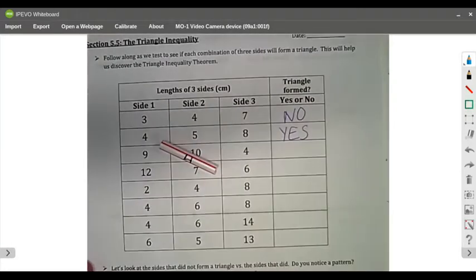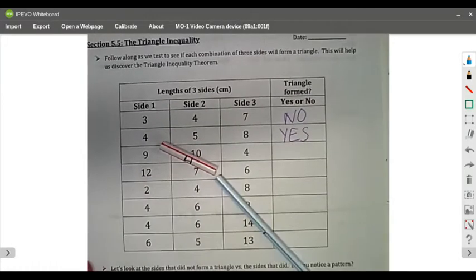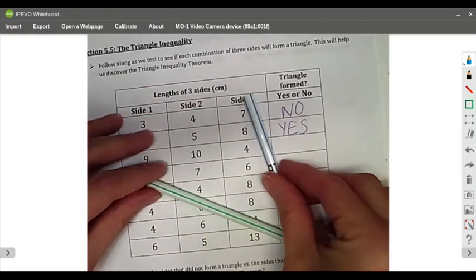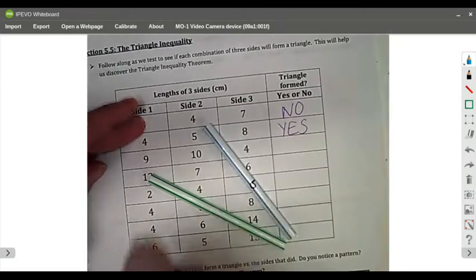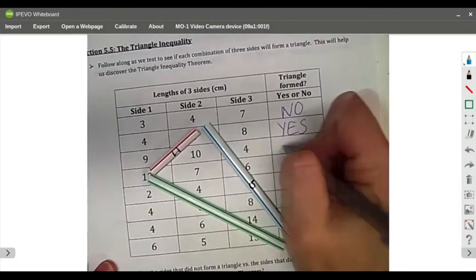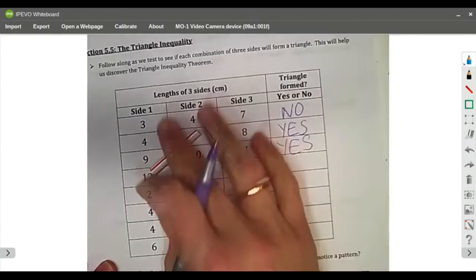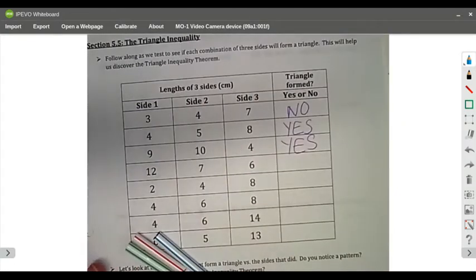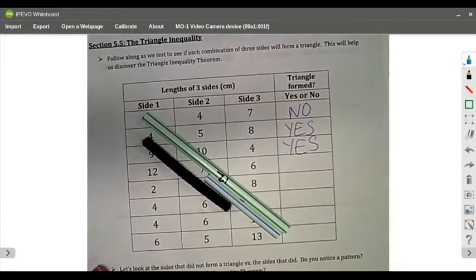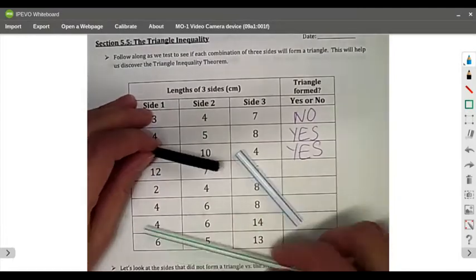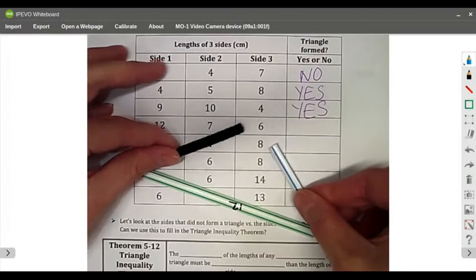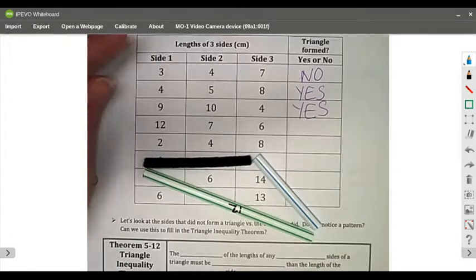9, 10, and 4. So we have 4, 9, and 10. What do you think about this one? Will this one make a triangle? There's my 4 rolled away easily. So that's a yes. 12, 7, and 6. That one is also a yes.